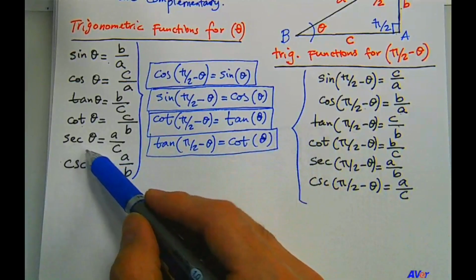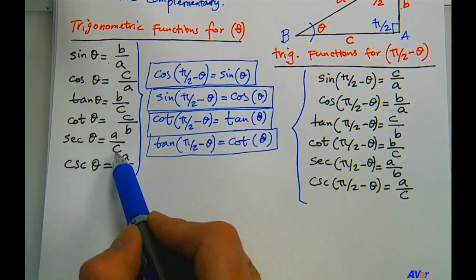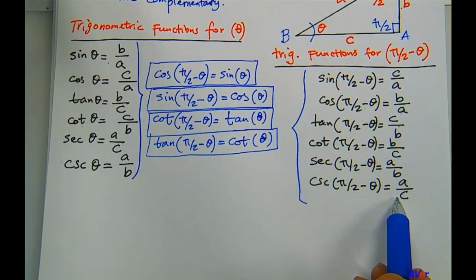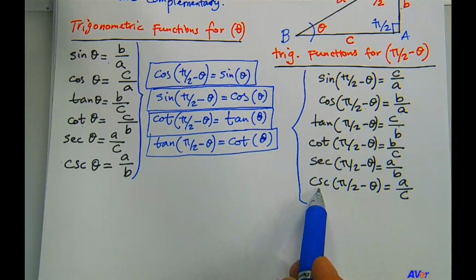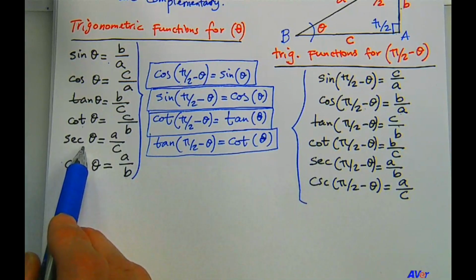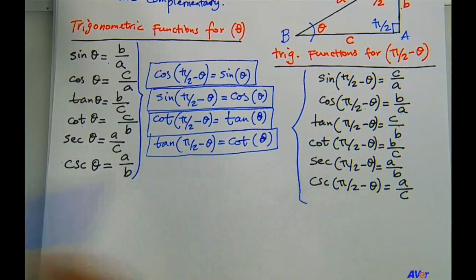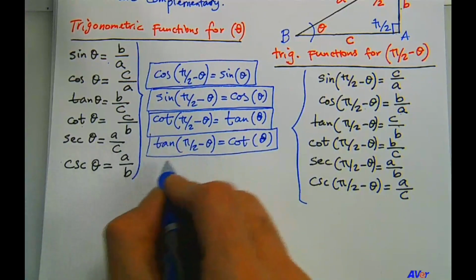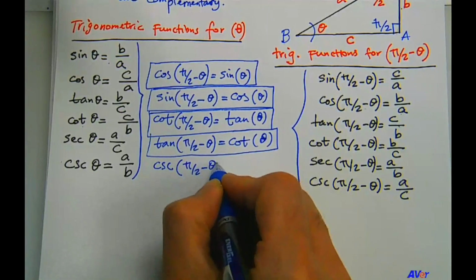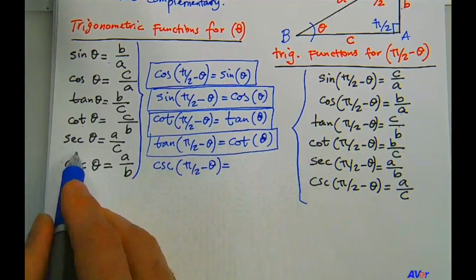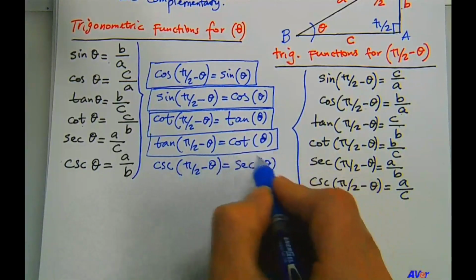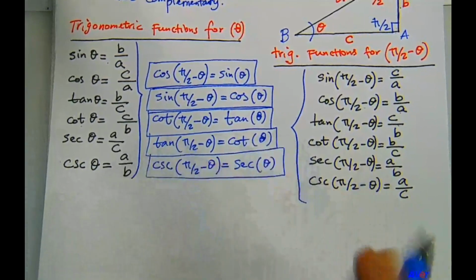So next one is secant of theta equals A over C. Do we have A over C here? Right there. So what can this tell us? It says that cosecant of pi over 2 minus theta is the same thing as secant of theta, the complement angle, right? So cosecant of pi over 2 minus theta is equal to secant of theta. Almost done here.